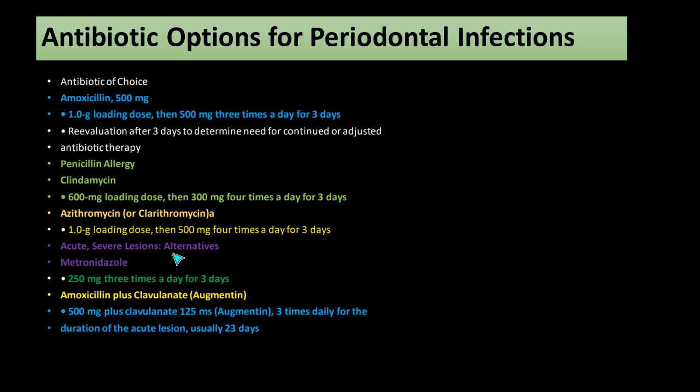In acute or very severe conditions, you have to add metronidazole along with amoxicillin. So amoxicillin 500 mg, metronidazole 250 mg, or in case of very severe acute pain, you can of course give Augmentin, which is amoxicillin plus clavulanic acid.